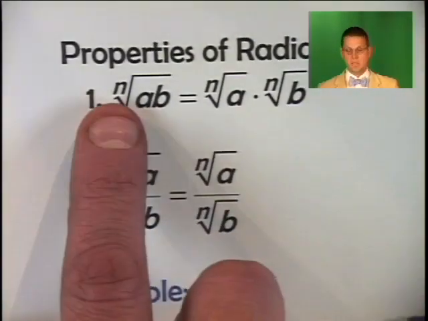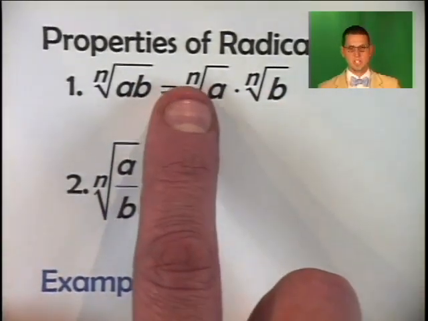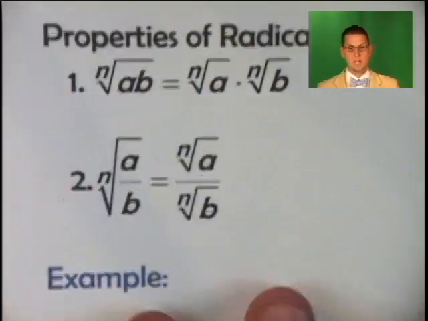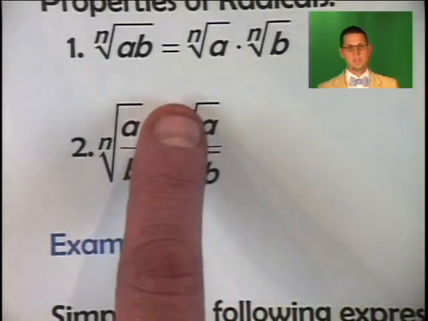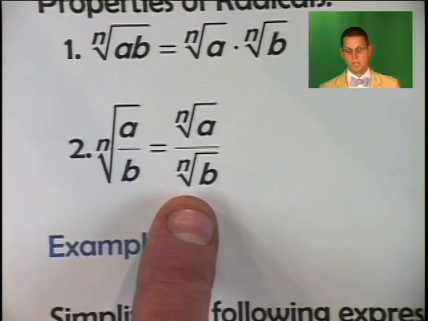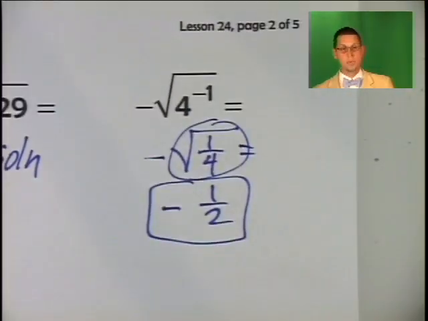There's 2 that we're going to look at. The nth root of a product, AB, we can give them each their own radical. That's the same as the nth root of A times the nth root of B. And same thing for division. The nth root of A over B is equal to the nth root of A over the nth root of B. So what we could have done over here is I could have used that property on the square root of 1/4.